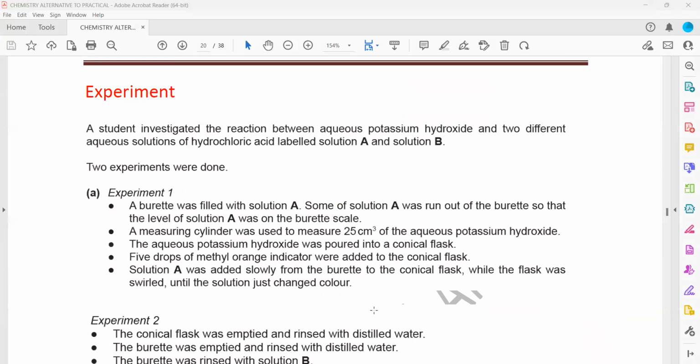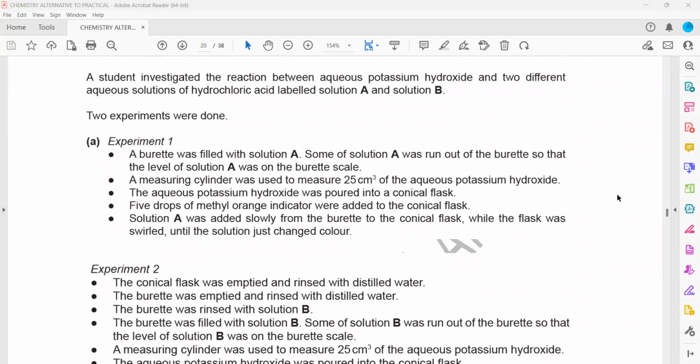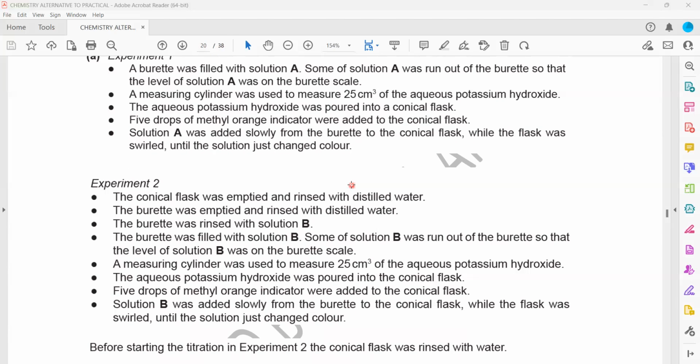Then a student investigates the reaction between aqueous potassium hydroxide and two solutions of hydrochloric acid. A burette was filled with solution A, then some of the solution was run out so that the level was at the scale. A measuring cylinder measured 25 cm³ of potassium hydroxide, which was poured into a conical flask. Methyl orange was added, and then the solution was slowly added until the indicator shows a color change.